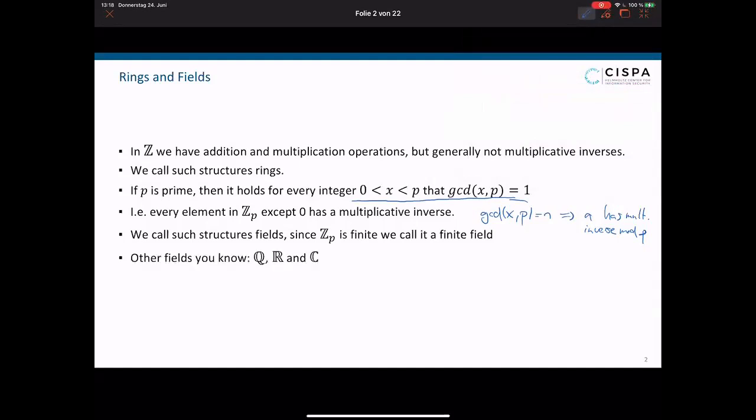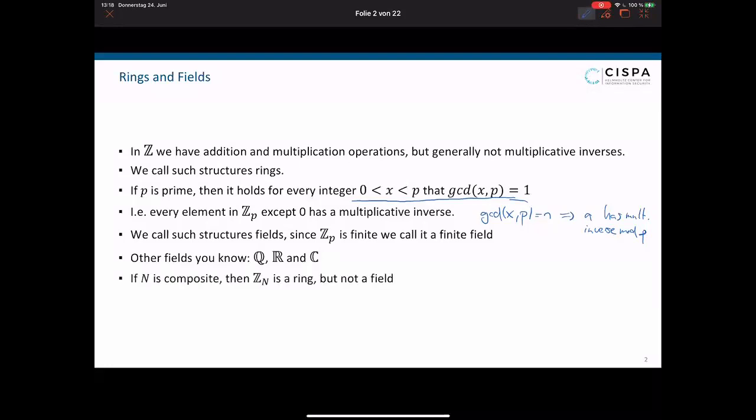Good. Of course, you've seen other fields in your math classes already. The first field people get to know are the rational numbers, Q. Then you get to see the real numbers, R, and also the complex numbers, C. So those are typically the fields that you love and work with in calculus classes, right? Those are what analysis and calculus is about.